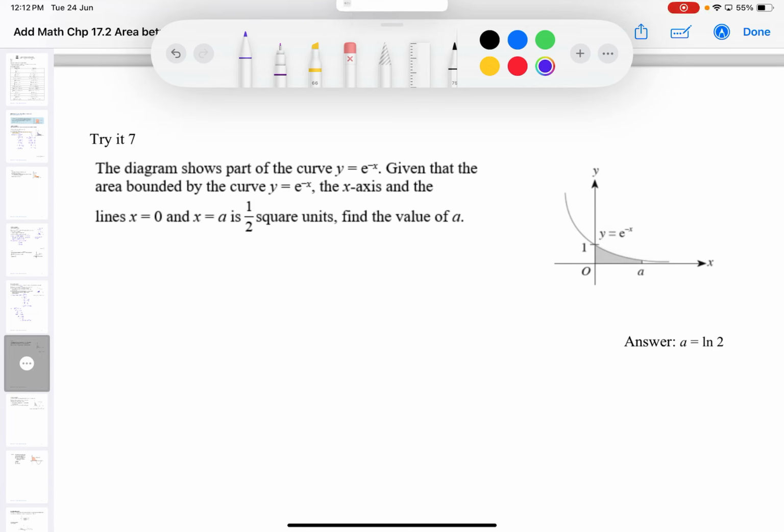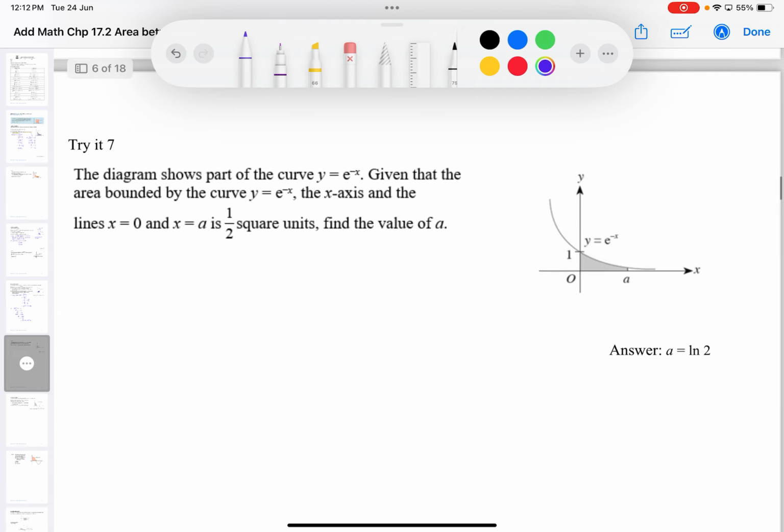For try-it 7, you are given y equals e to the power of negative x, and that the area bounded by the curve, the x-axis and the lines x equals 0 and x equals a is half square units. So this area that is shaded here is half unit square. Okay, so form that equation.